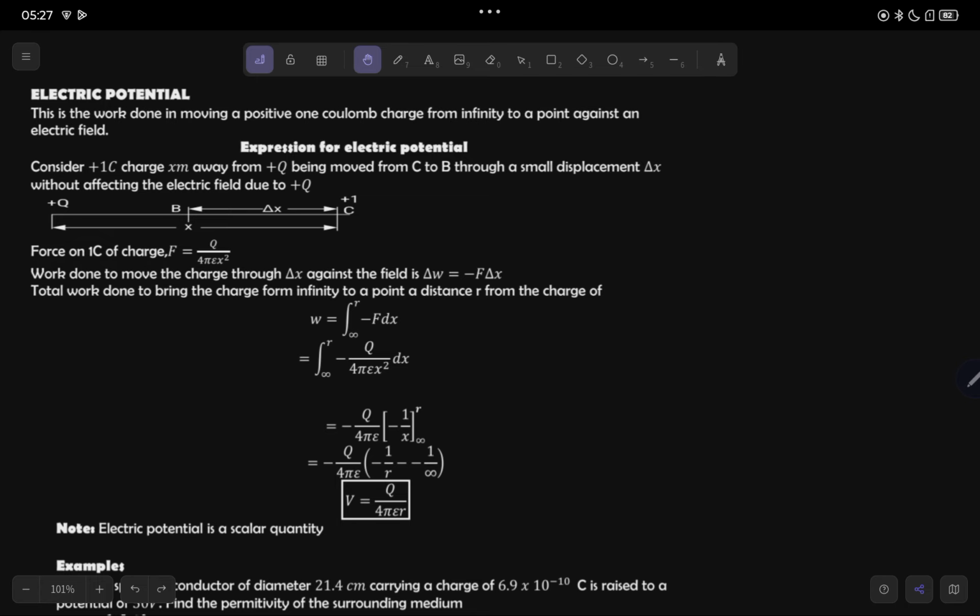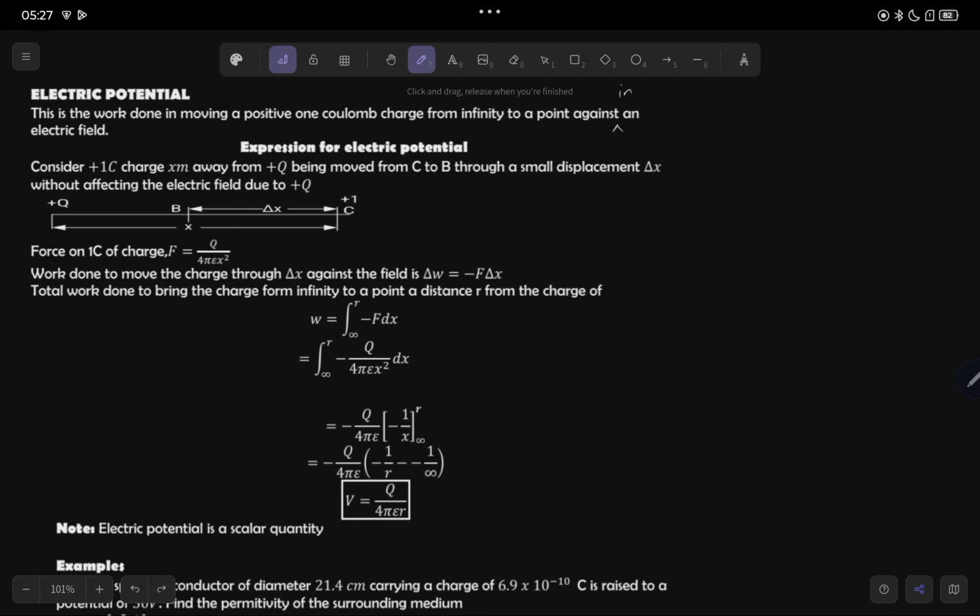Electric potential is the work done in moving a positive 1 coulomb charge from infinity to a point in an electric field. Infinity means moving the charge from very far.